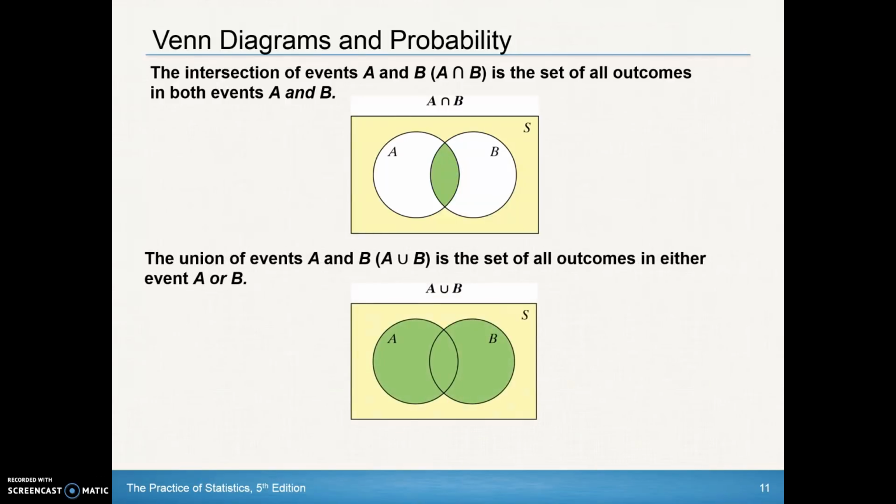We have another symbol, the union. What we're going to do is unite the two. We're going to put them both together. It's the set of all outcomes in either event A or B. So we just add everything together. Just say, what's in the A, what's in the B, and what's in the intersection, and put all the pieces together.